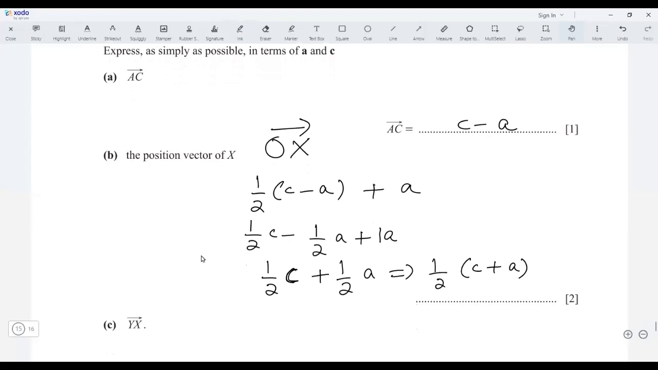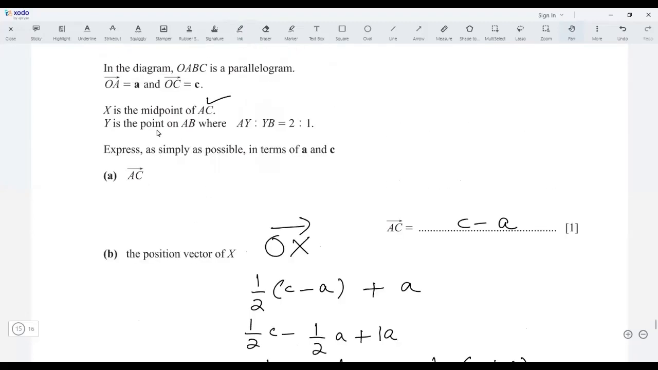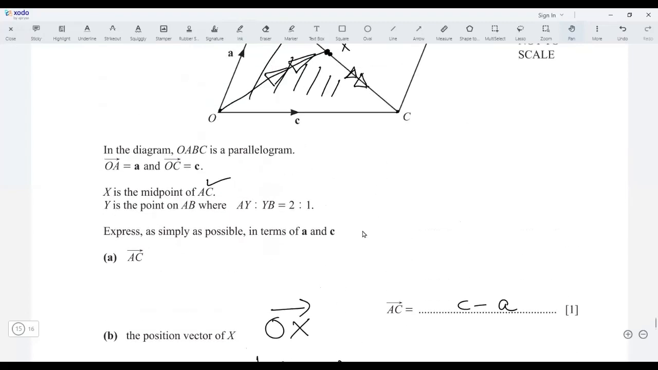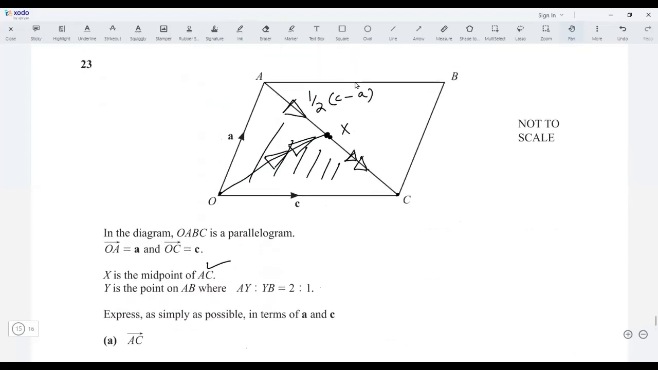So the next topic is YX. Where is Y lying? Y is basically a point lying on AB, and the ratio is mentioned. So there are two ratios of this and one ratio of it. It means the overall ratio is 3.